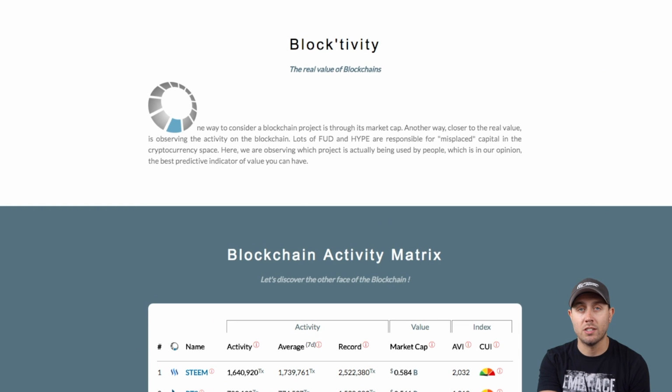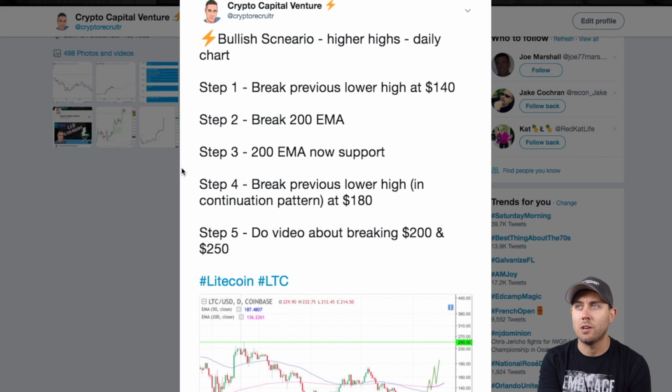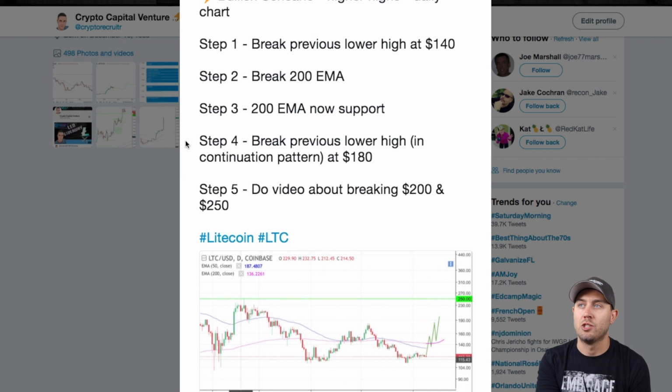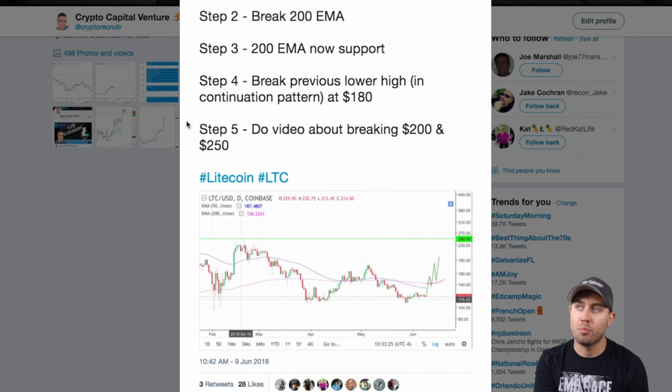And then jumping in really to Litecoin charts, I want to start with this tweet. I just tweeted maybe an hour ago. I said bullish scenario, higher highs on the daily chart for Litecoin. So step 1, break previous lower high at 140, break the 200 EMA. Step 2, 200 EMA acting as support. Step 3, then break previous lower high at 180.